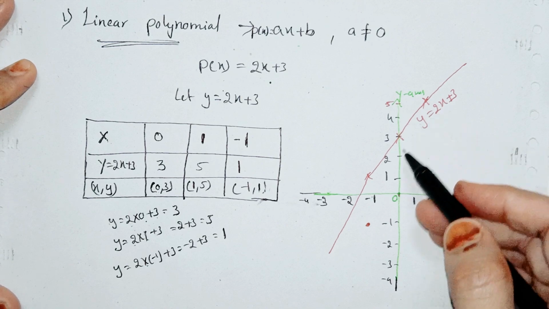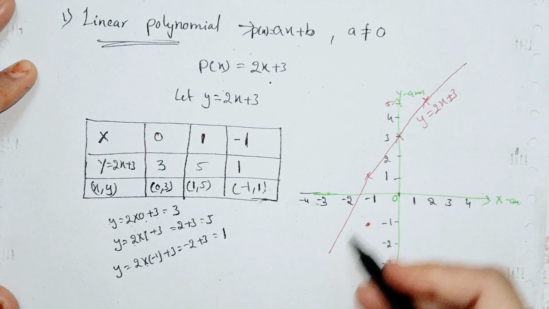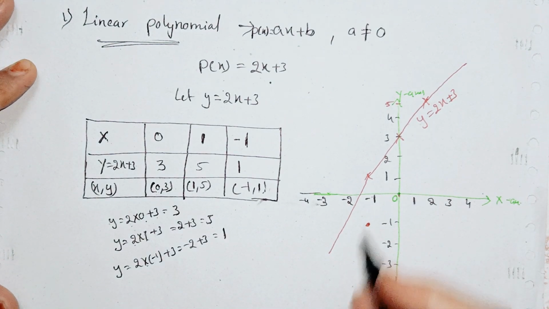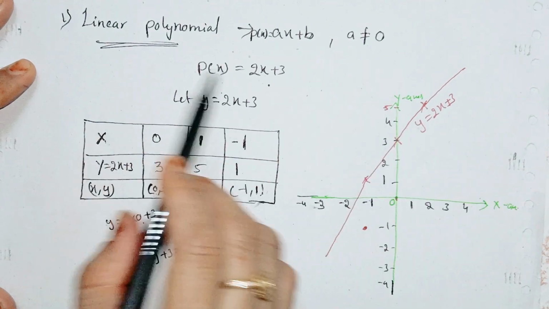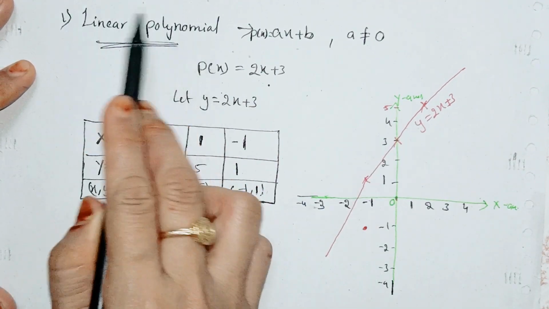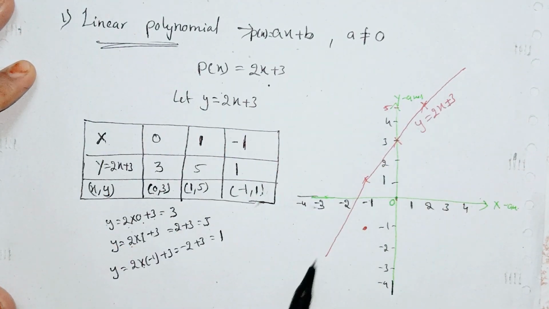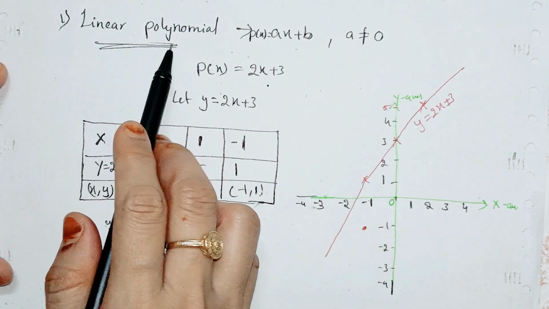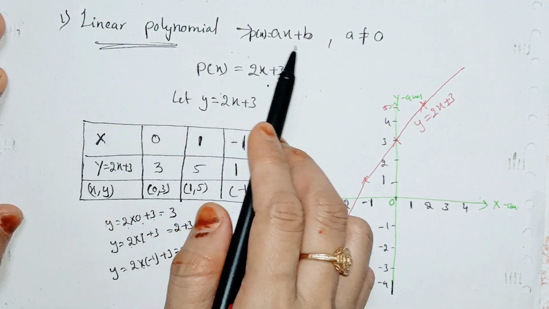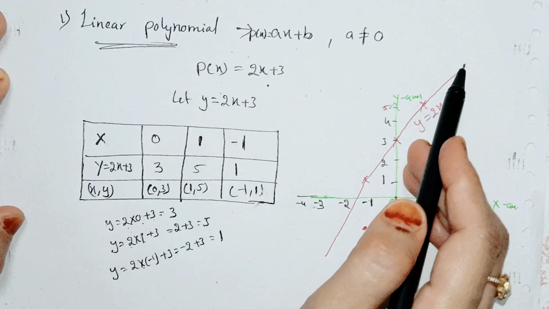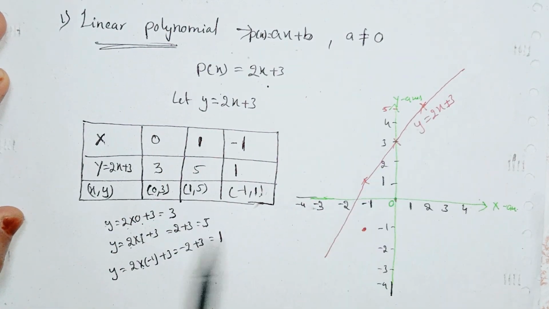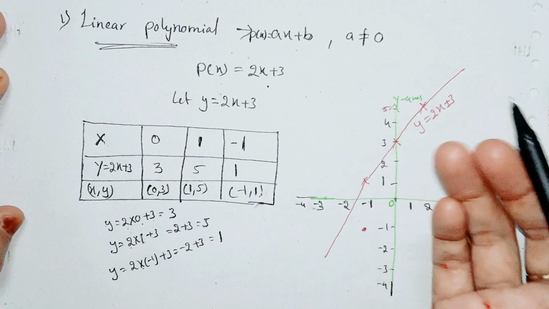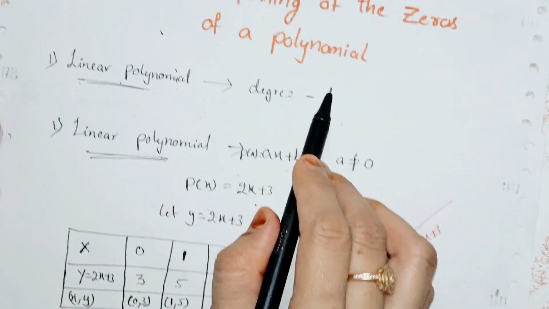If you observe this graph carefully, it is a straight line. So from this we can say that the graph of any linear polynomial is always a straight line. Whenever you try to draw a linear polynomial of the form ax plus b, it always gives you a straight line. Now we'll try to find out the zeros of the polynomial.